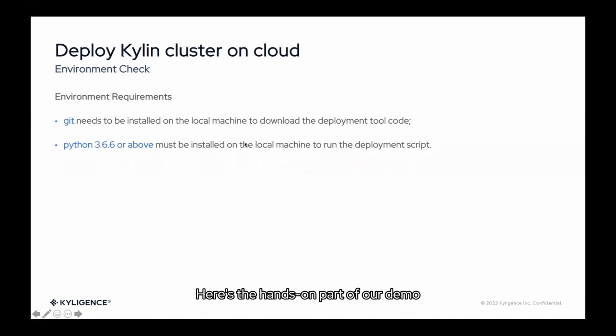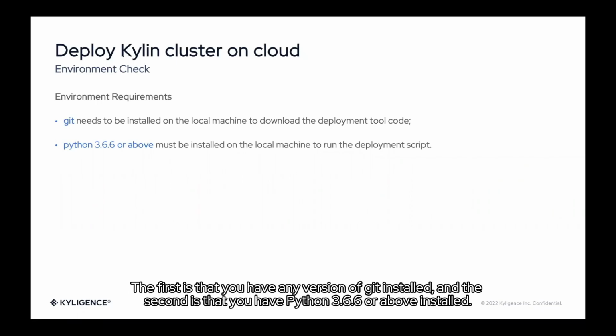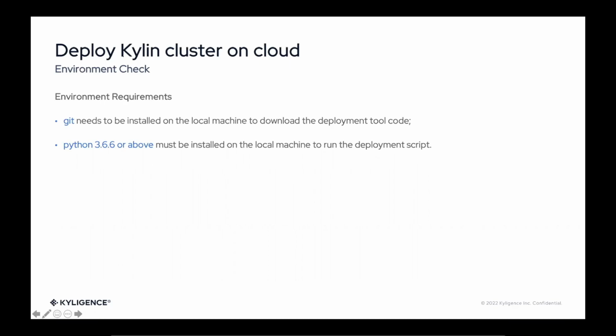First, 2 preconditions need to be met on the local machine. The first is that you have any version of Git installed, and the second is that you have Python 3.6.6 or above installed. We can check this from the command line interface.